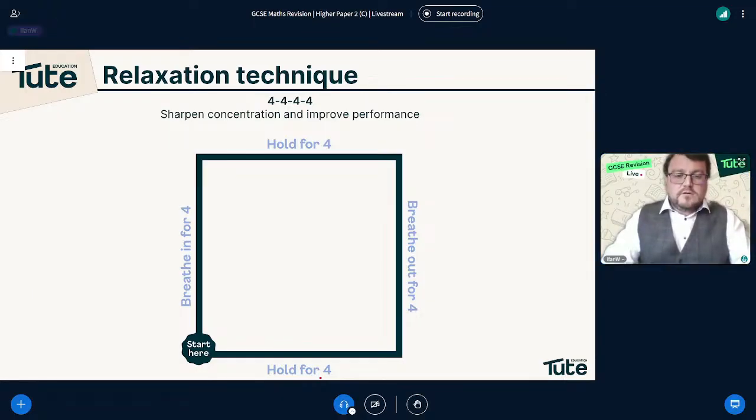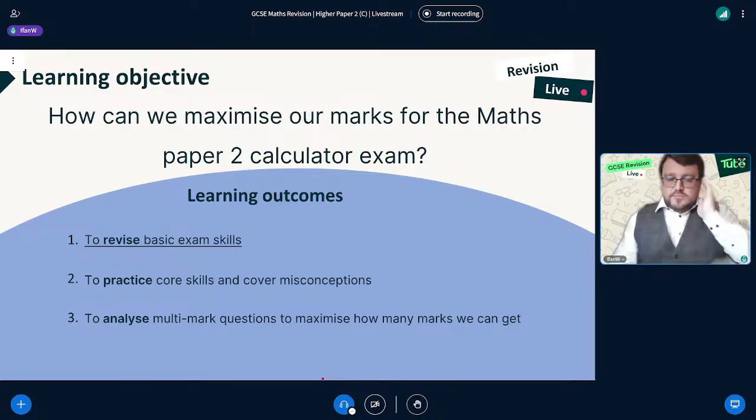Okay. Right then. So we've done the first part, which is to revise basic exam skills. Hopefully, just go through those little words: reciprocal, prime factors, compound interest. Understand what they mean. Okay. Right. Things that you can do in 5 minutes after we finish here. Right. Let's get to the practice, the core skills.